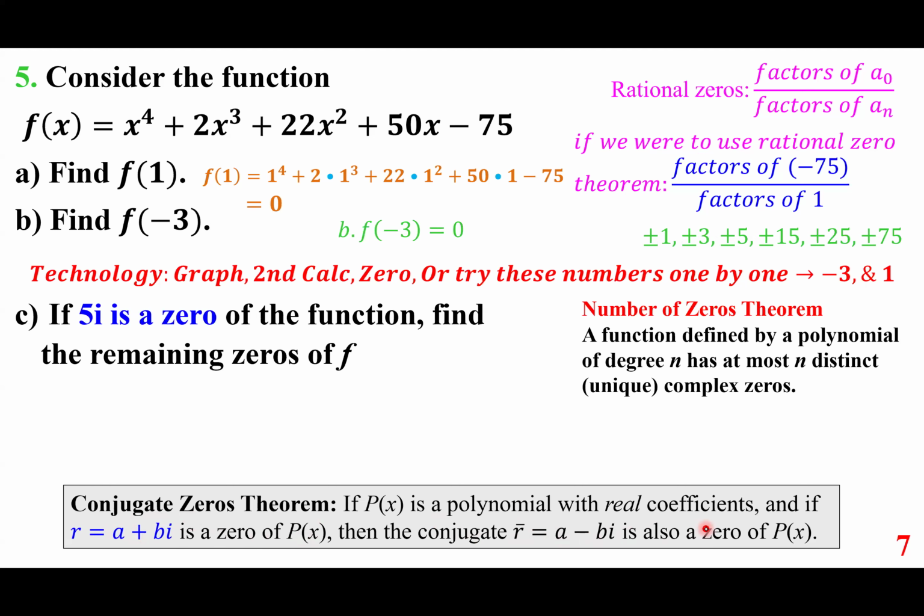Therefore, if 5i is given as a zero, its conjugate, which is minus 5i, is also a zero. This is purely imaginary class. Let's say it was 2 plus 5i, it would become 2 minus 5i. So be careful with that.